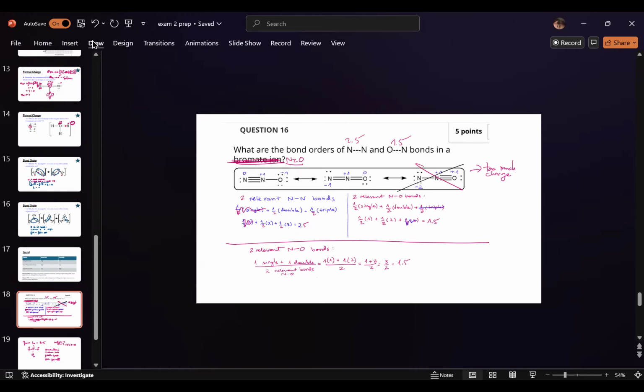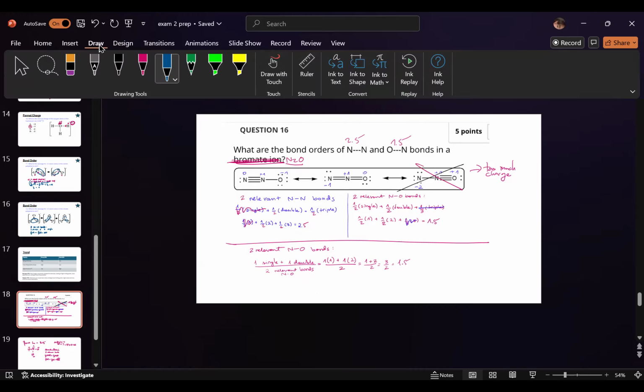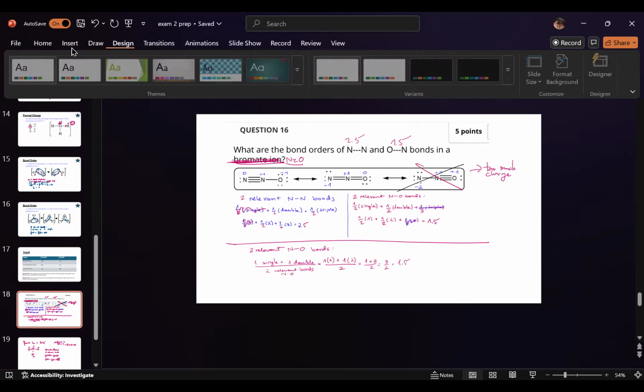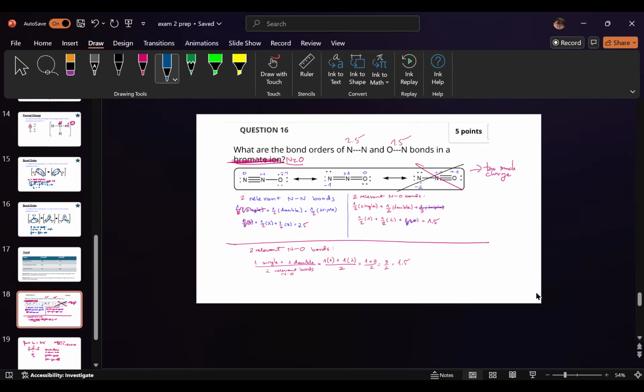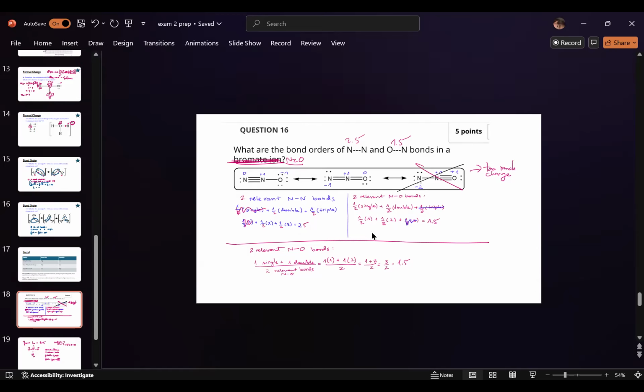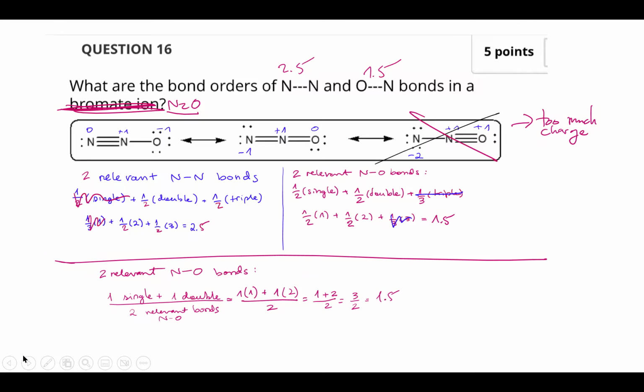Can I use a pointer, please? Okay, I can't use a pointer. I'll just present it. Go from here. Beautiful. Please, can I point? Okay.